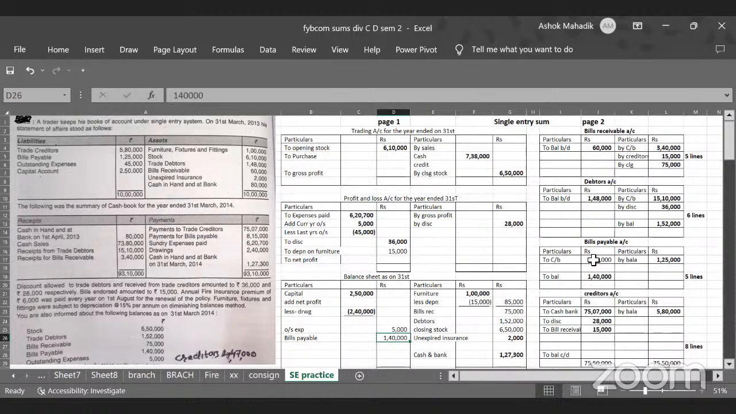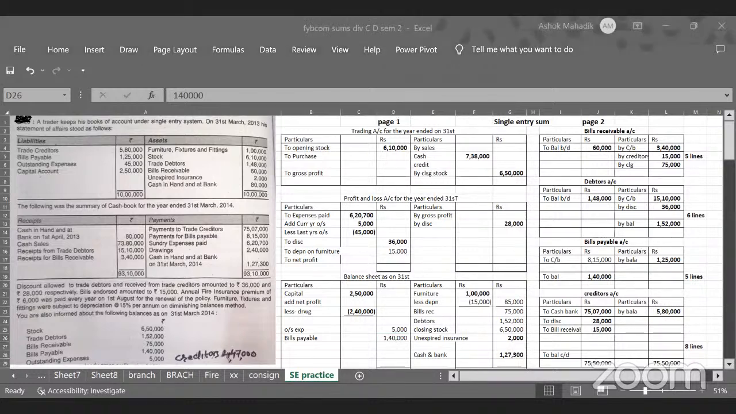I hope you found this easy. So let's start closing the accounts. Let me know if I have missed out on any item. Just go through it, students, and let me know if I have missed out on any till now. Please go through.